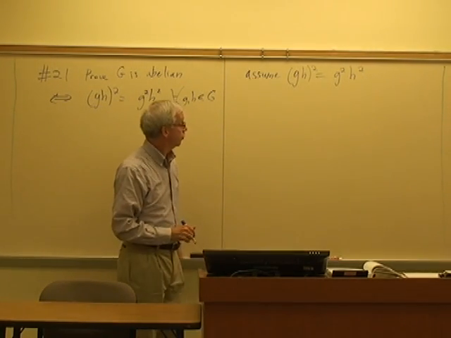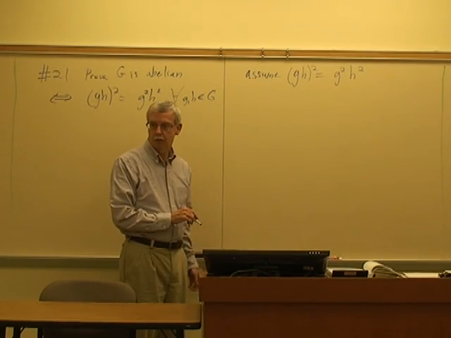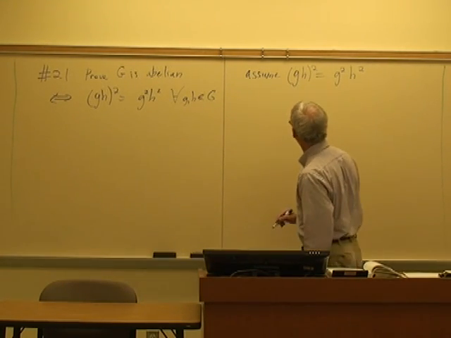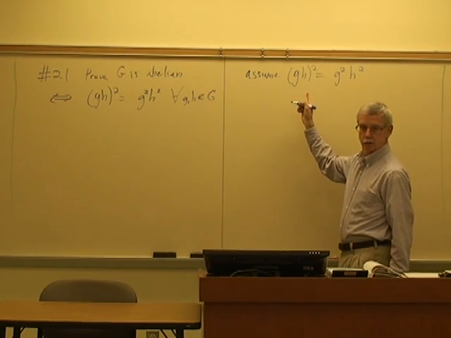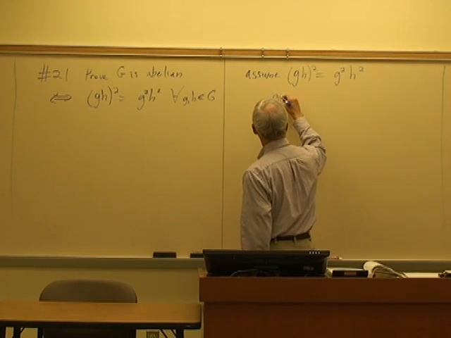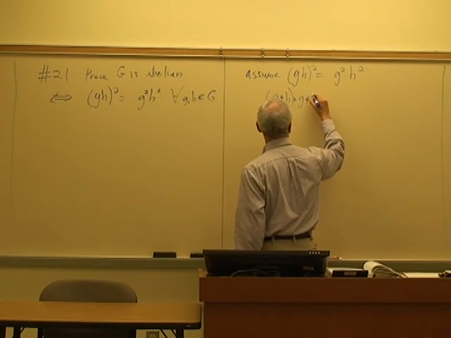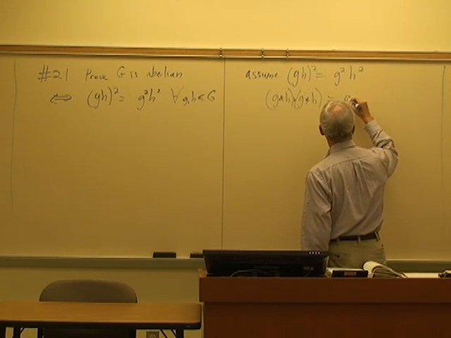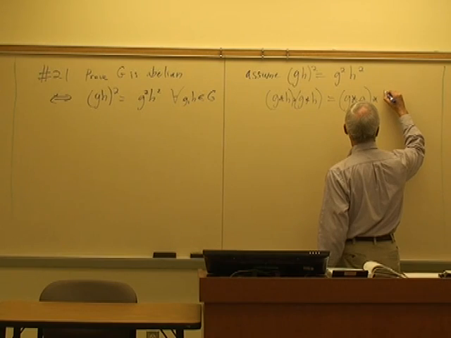What really is (GH) squared in group notation? Remember, this isn't squaring in the regular sense. What is (GH) squared using my star operator? It's G star H star G star H, right? And this is G star G star H star H.